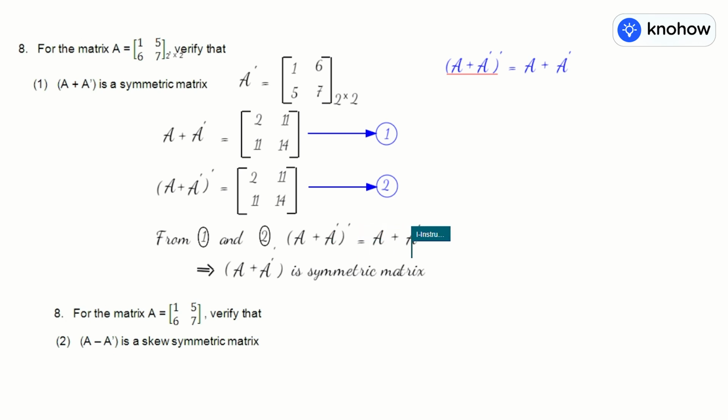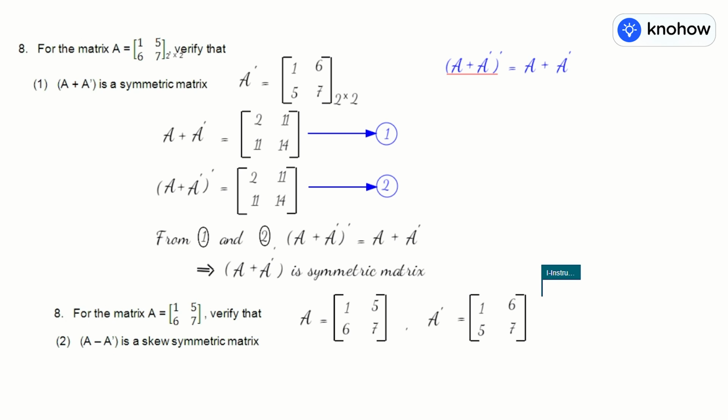Now, in question 8, second part, we have to prove that for the same matrix, A minus A dash is skew symmetric. So you already have A as 1, 5, 6, 7. We have also worked out in the previous part A dash, A and A transpose. What is the value of A minus A dash?